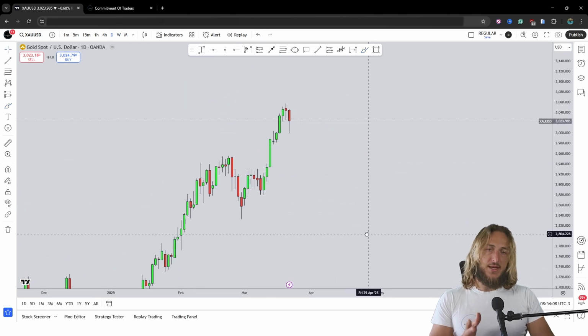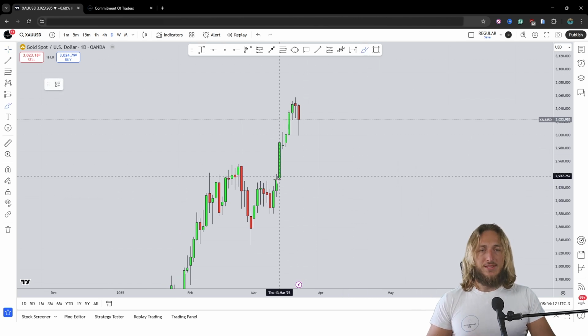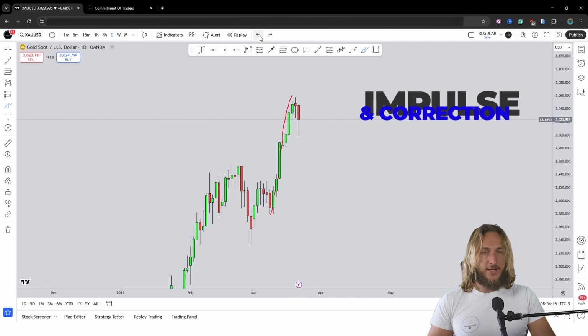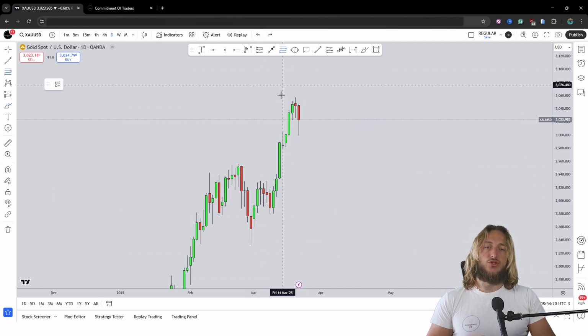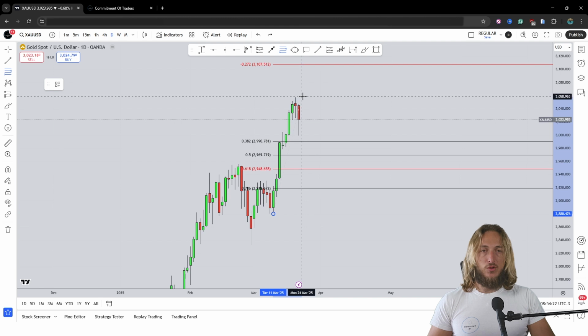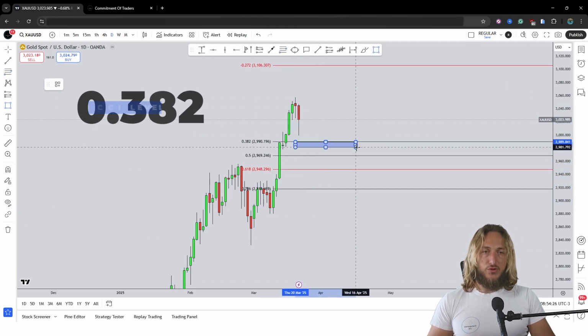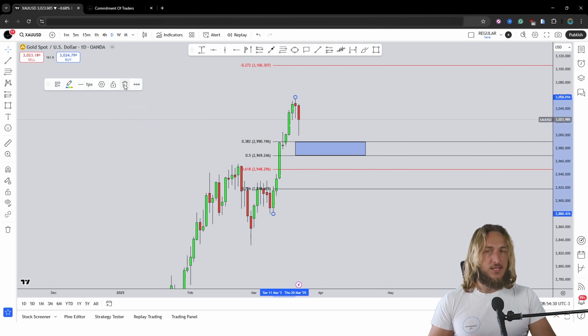Now, from a daily perspective, this is where things get quite interesting, because on the daily we can see a very strong impulse to the upside and now the start of a correction. Now, if you have a strong impulse and you want to measure the correction, you have to take your Fibonacci from the low to the high of the impulse leg, and if we do that, we can see how we have the 0.382 and 50% retracements currently lining up exactly at this area.